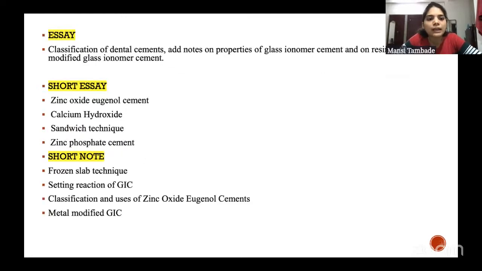Then the dental cements. First, we'll start with the dental cements. These are the essay type questions I have shortlisted. You guys know what you need to write and where you need to study from. But how you need to present that answer, I am going to tell you. The material in this presentation will not definitely be what you want to write.